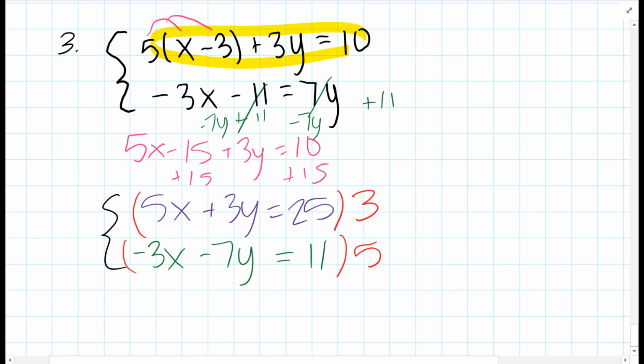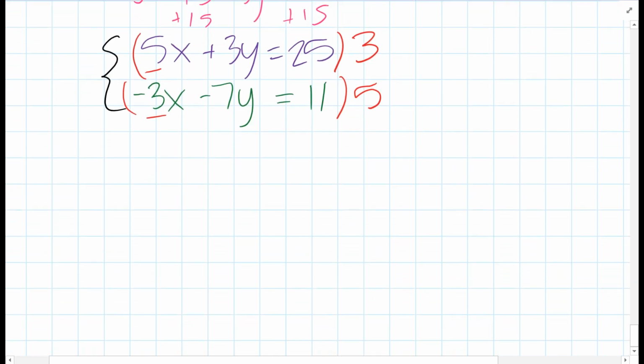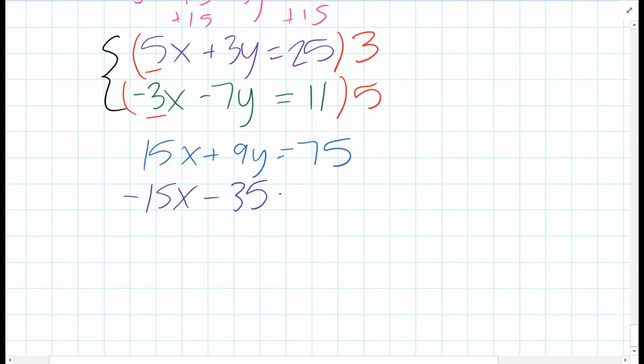You can see I sort of just used these front coefficients and multiplied them by each other, and then I just made sure to keep one negative and one positive. And so if I multiply these out, my top equation becomes 15x plus 9y equals 75, and my bottom equation becomes minus 15x minus 35y equals 55.